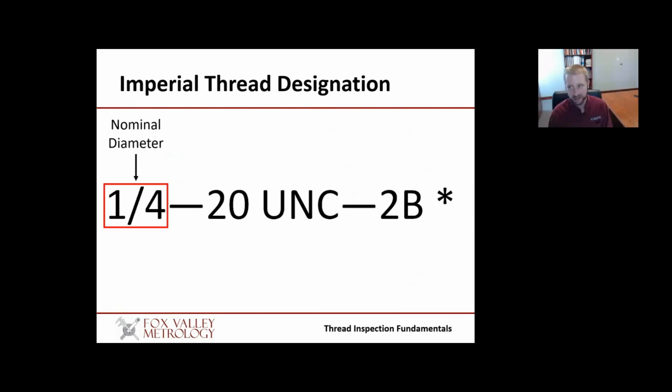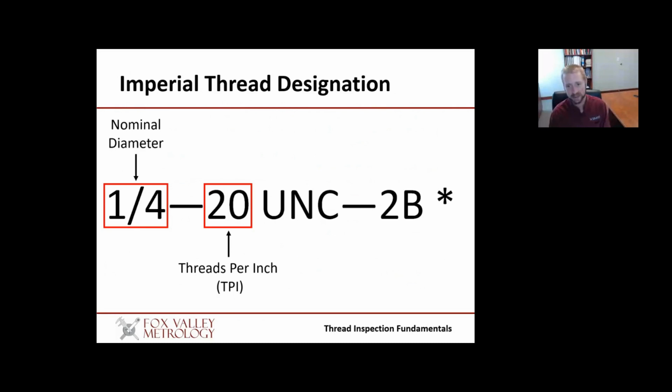So the first listing is the nominal diameter. This is basically the theoretical diameter from which the design size limits are derived and the application of tolerances and allowances are given. This number is really just the nominal size of the major diameter of the thread.